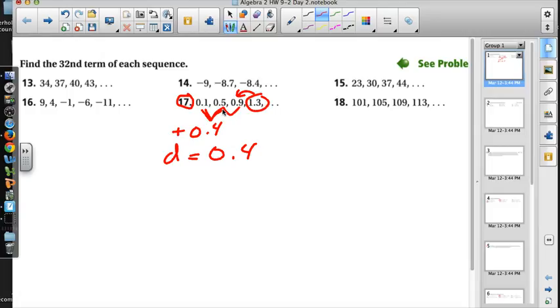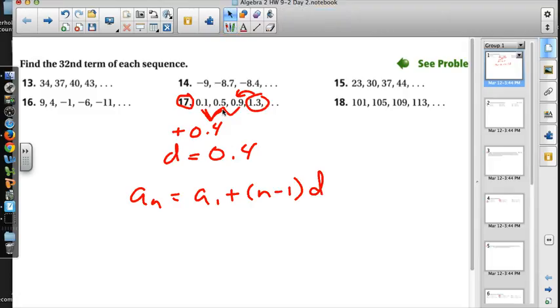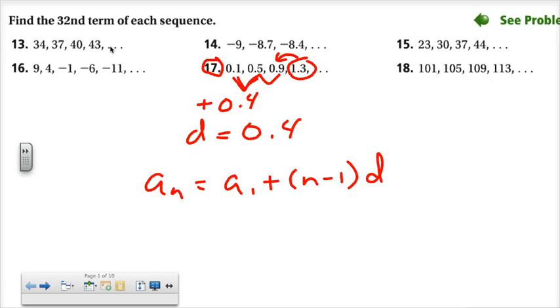All right, now what we need to do is find the 32nd term. Well, I don't want to find every term up to the 32nd term, so that means I want to use an explicit rule. And just like we talked about in class, what we need to write this explicit rule is the first term and the common difference. Well, we just found the common difference, and the first term is right here. So we have everything we need. So to find any term, you need to take 0.1 plus n minus 1 times 0.4.